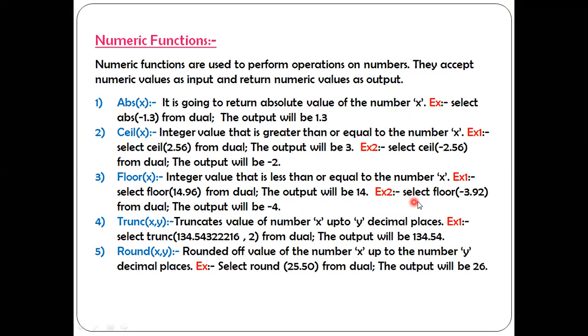Look at the second example. Select floor of minus 3.92 from dual. I'm going to get the answer as minus 4. The output will be minus 4. That is what this function says: integer value that is less than or equal to the number x. Second example, select floor of minus 3.92 from dual. Instead of getting minus 3, I will get the smaller one. Minus 4 is smaller than minus 3.92, right?